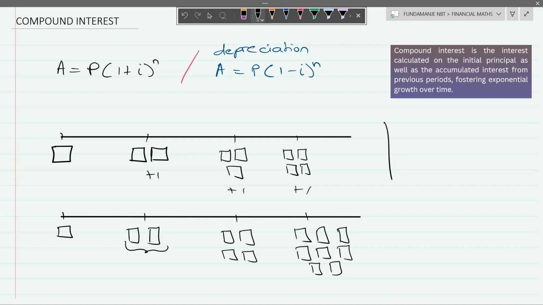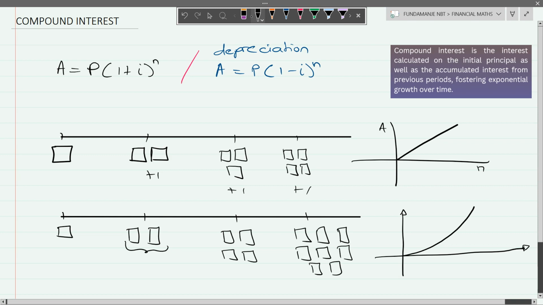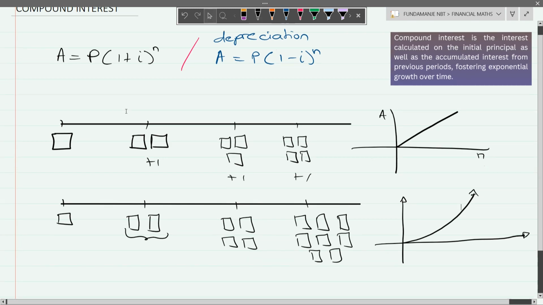If you were to compare these two on a Cartesian plane, simple interest growth would look like this. It's linear, the amount A over the number of years that we are working with, and of course it would start from the origin like that. Whereas if we take a look at compound interest, it has this type of growth, where at first it's a bit slow, but then over time it rises up exponentially. And yeah, this is the case of compound interest.